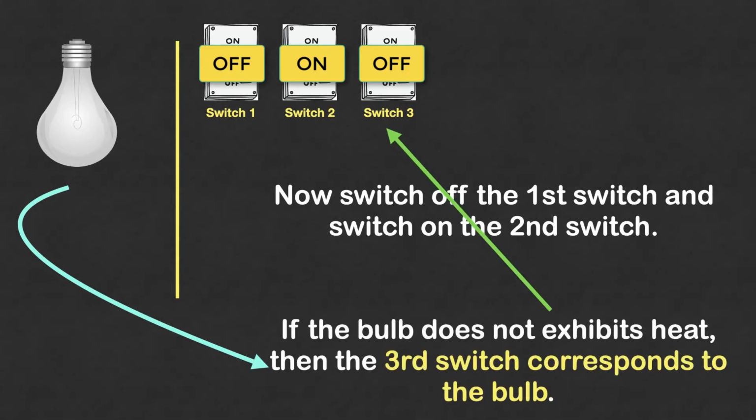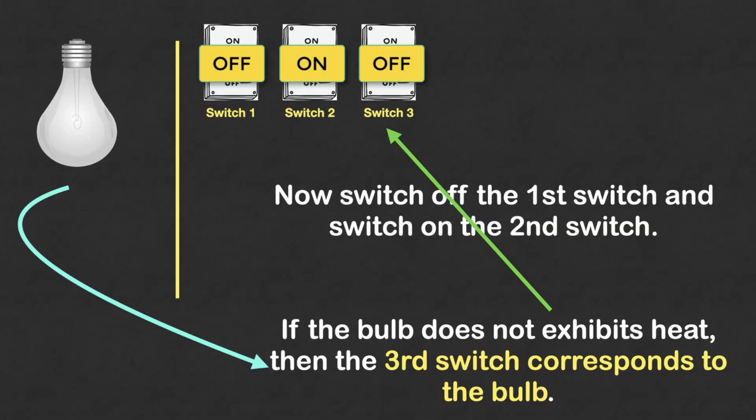Let me repeat the solution now. You need to enter the room only once. First, you switch on the first switch and wait for some time, say 5 to 10 minutes. Now switch off the first switch and switch on the second switch. Enter the room. If you find the light bulb glowing, then the second switch corresponds to the bulb.